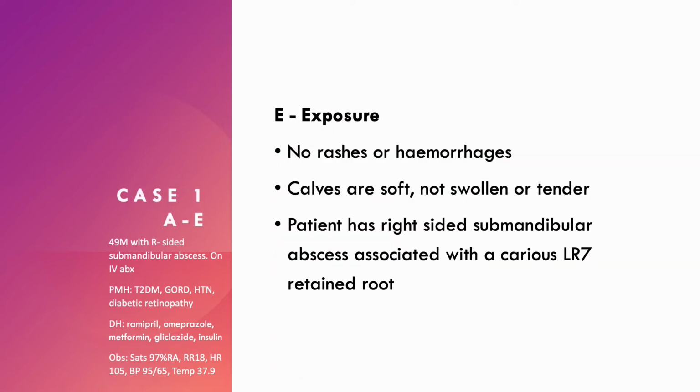And to finish off our ABCDE assessment, we have exposure. So there's no rashes or hemorrhages that you can see. The calves are soft and non-tender, they're not swollen, and the patient has this right-sided submandibular abscess which is associated with the carious lower right 7, which is a retained root. What's the most likely source of infection? It's most likely going to be the abscess that the patient is presented with, isn't it?